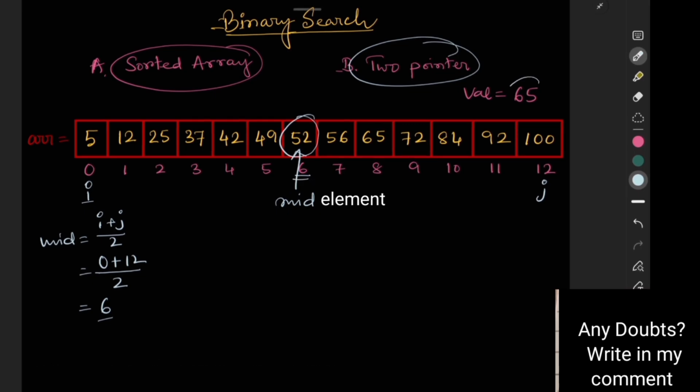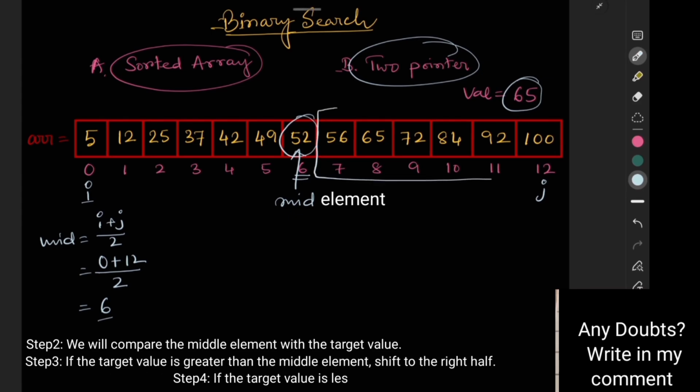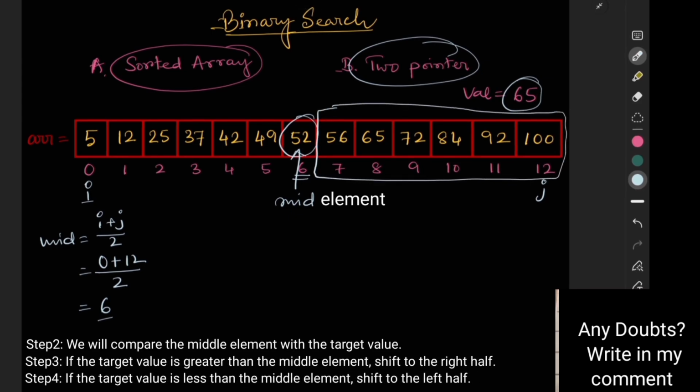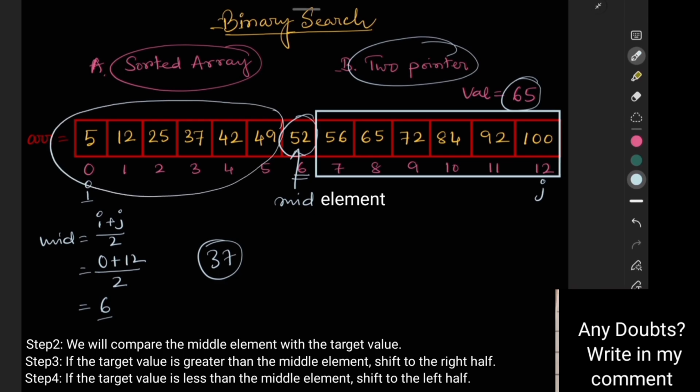Okay. So now if I want to search 65, as 65 is greater than 52, then 65 should be present in the right side of 52. That means 65 can be there in the right side of the middle element. Why? Because 65 is greater than 52. And if I want to search 37, then as 37 is less than 52, then I can say 37 can be present in the left side of 52. That means the left side of the middle element.